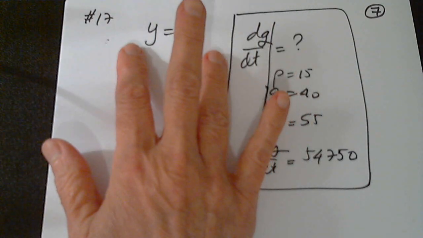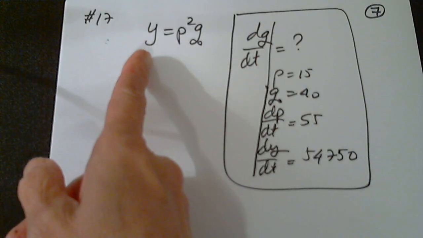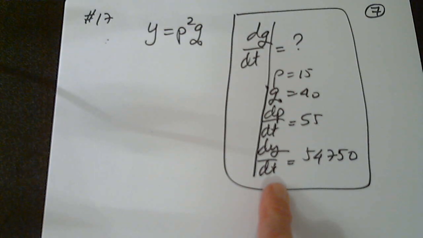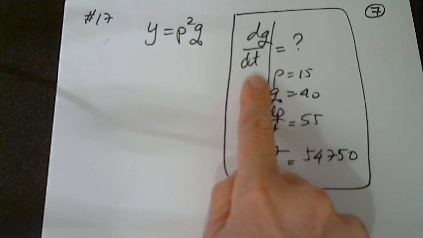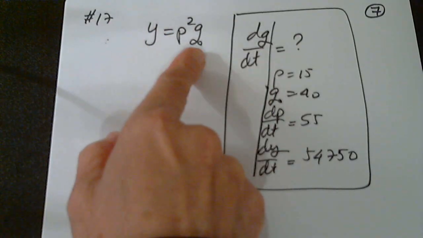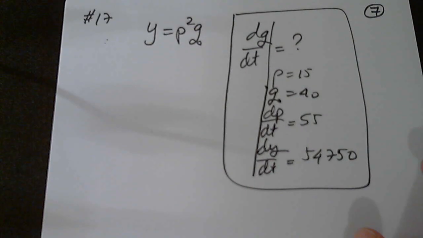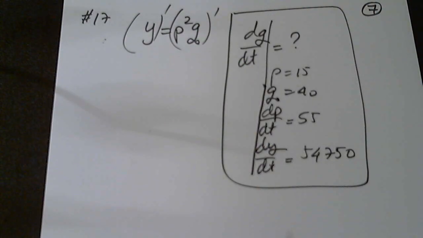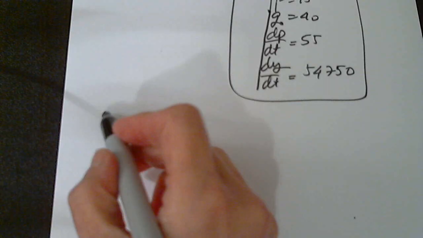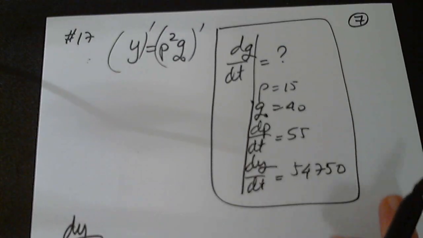We are given an equation that relates three functions. y is a function of t, p is a function of t, q is a function of t. So all three are functions of t, meaning three different functions. I have to be very mindful of that. Good, I'm ready to differentiate. I differentiate the left-hand side and the right-hand side. The left-hand side is dy over dt. The right-hand side needs the product rule.